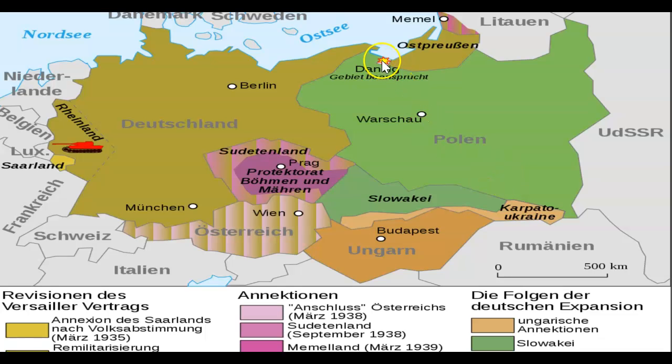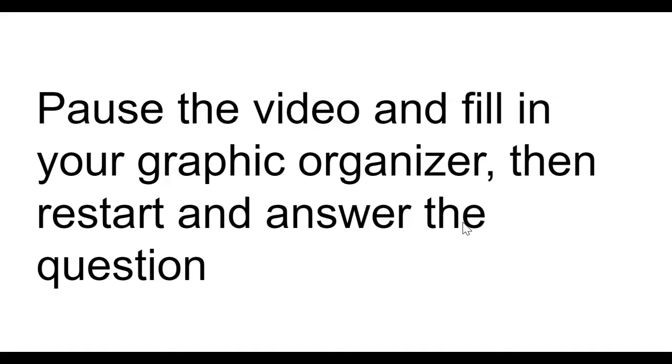So the next kind of order of business for Hitler, as we'll see, is he starts worrying about the city of Danzig, and this territory, which was prior to World War I, was all German. So that's a very heavily German population, and we're going to see how Hitler generates a cause to invade Poland. All right, so the last time filling in your graphic organizer, then restart the video and answer the question. And then there's one last little slide to let you know what's coming later in the week.